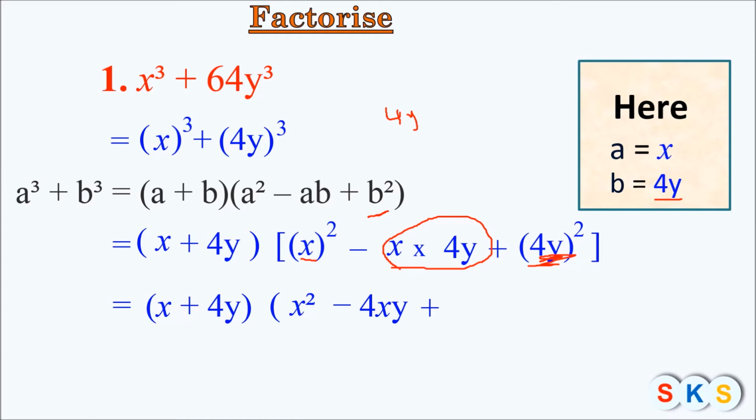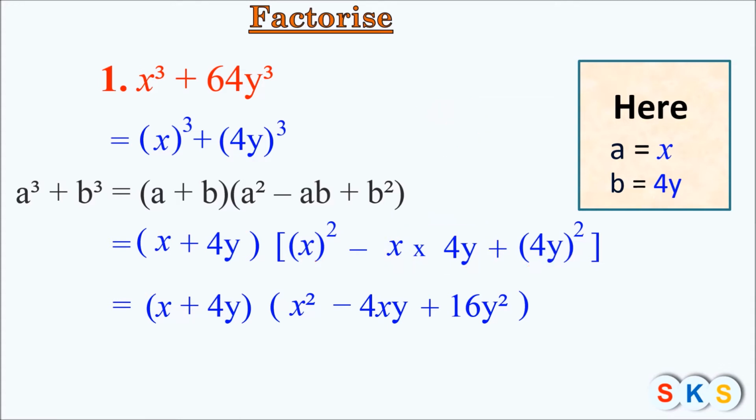4y the whole square means 4y into 4y, correct? So what will we get if we multiply 4y with 4y? 4 into 4 is 16, and y into y gives us y square. So the square of 4y is 16y square. Close the bracket. You cannot simplify it further.